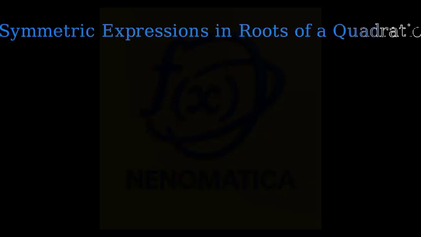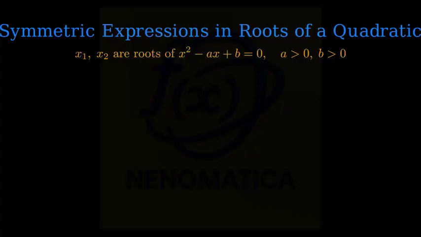Example: we will express the fourth root sum of the roots of a quadratic in terms of its coefficients. Let x sub 1 and x sub 2 be the roots of the quadratic x squared minus ax plus b equals 0, with a and b positive. Find the value of the fourth root of x sub 1 plus the fourth root of x sub 2.